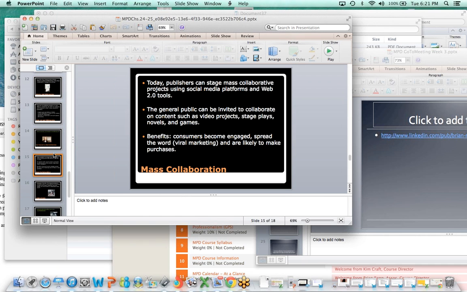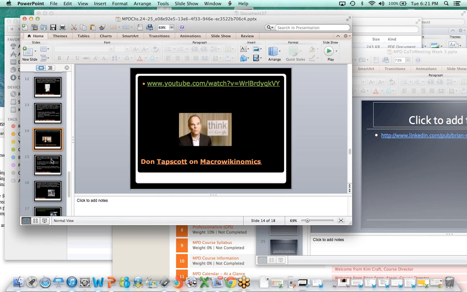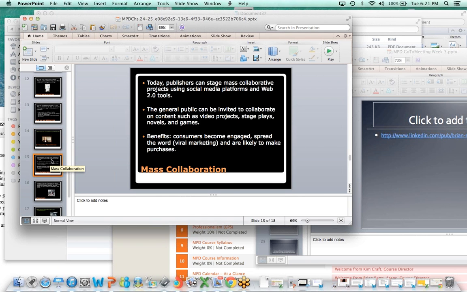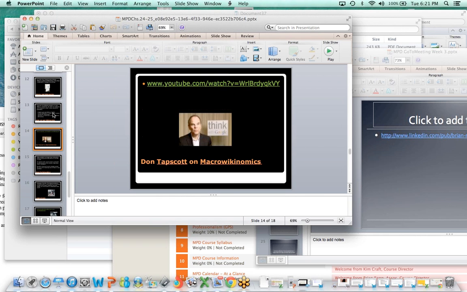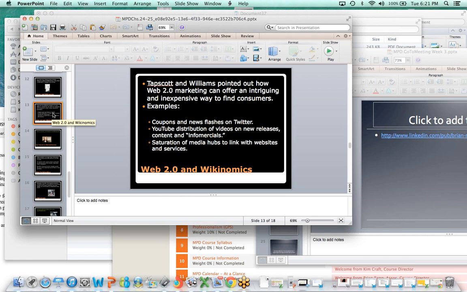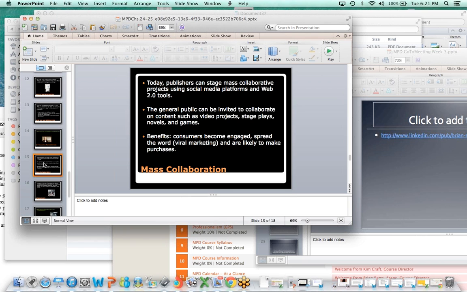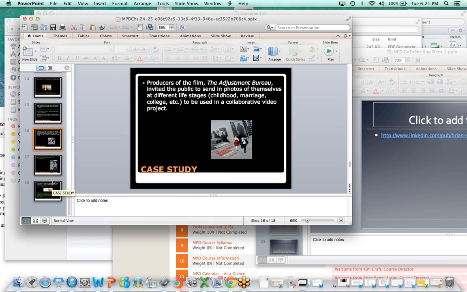And of course, with Wikinomics, with wikis, right? We see this all the time, where people will go to a site like Wikipedia or something else, and they are able to add to what other people have written, right? And this idea of mass collaboration.